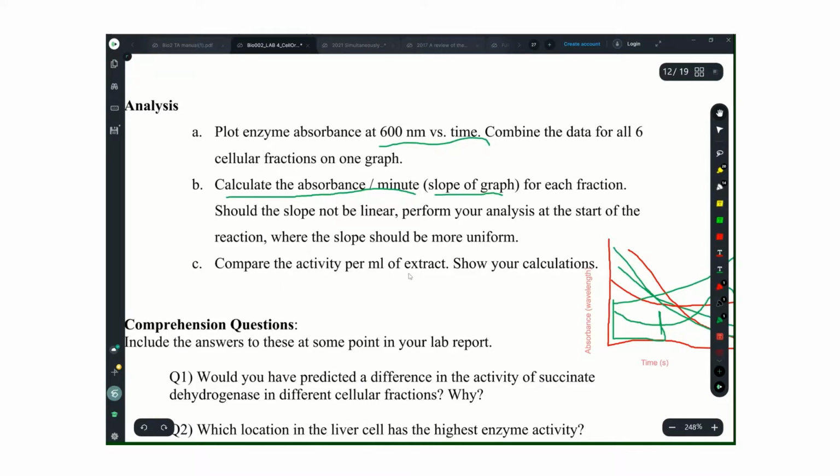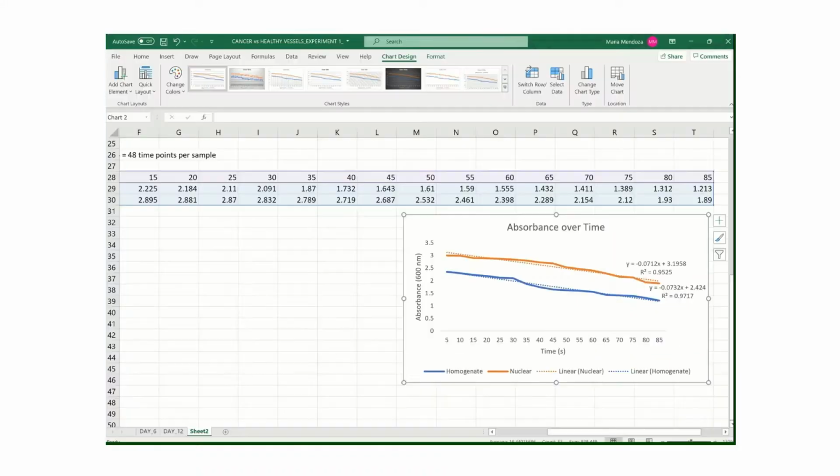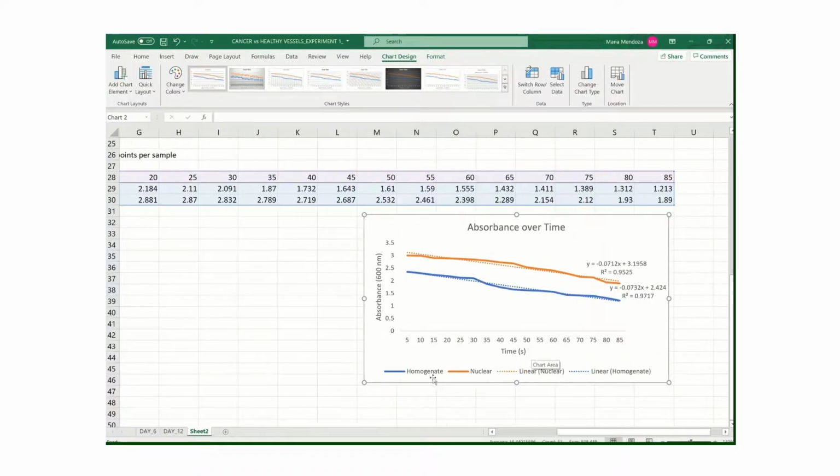Compare the activity per mil of extract. So you can say, you know, the homogeneous fraction had a slope of this, and it had this activity per mil. The nuclear fraction had this slope, and it had this activity per mil. And then you continue that way for the results.